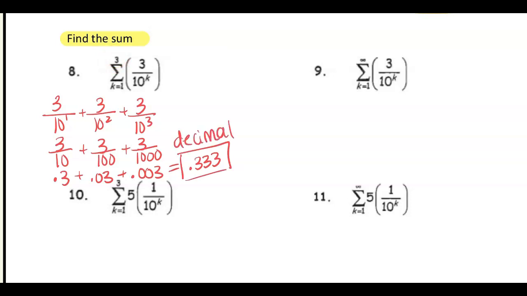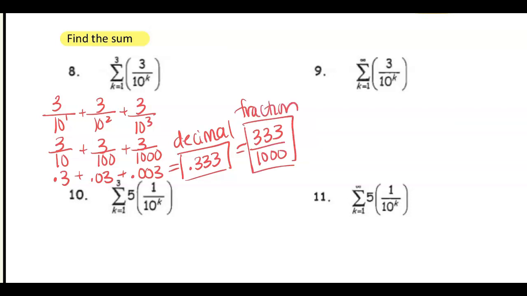The only other thing I would probably do is write this as a fraction. Well, if I write this as a fraction, there's 1, 2, 3 decimal places. I can write this as 333 over 1,000. This is my simplified fraction answer. So those are my 2 ways that I could write this.